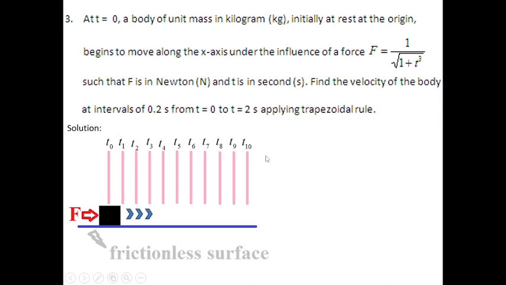So this is time 0, then 0.2 seconds, plus 0.2, 0.4, plus 0.2, 0.6, plus 0.2, 0.8, plus 0.2, 1, plus 0.2, 1.2, plus 0.2, 1.4, plus 0.2, 1.6, plus 0.2, 1.8, plus 0.2, we get 2. So n now is equal to 10.